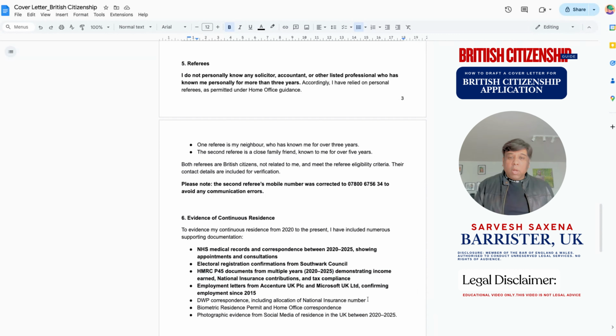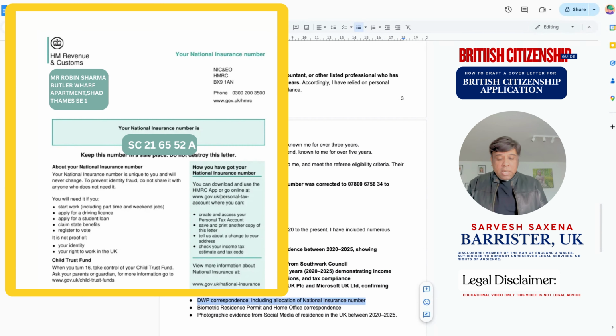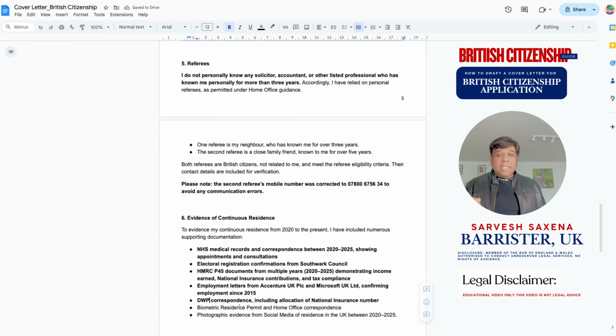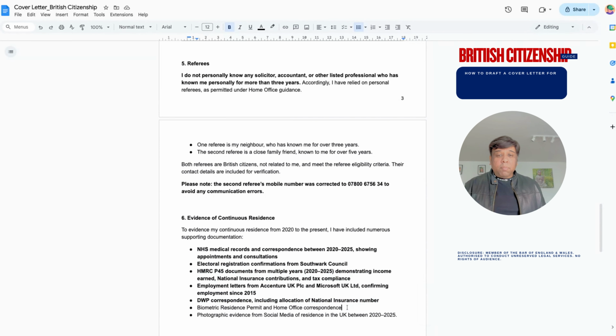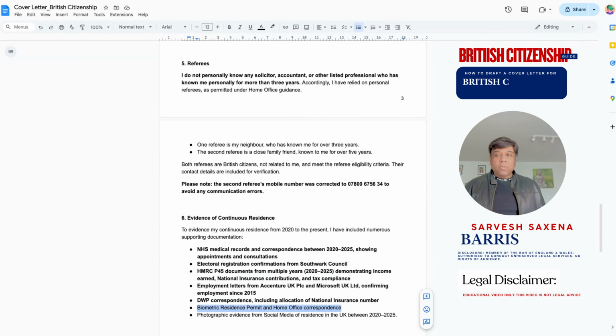Now you can also prove that when you came into the country you applied to the Department for Work and Pensions to get your national insurance number, which is listed on a payslip. That's another proof. Now, prior to 2025, you got a biometric residence permit, which shows a BRP card showing indefinite leave to remain granted to you, and it was valid till 31st of December, sorry, 2024.